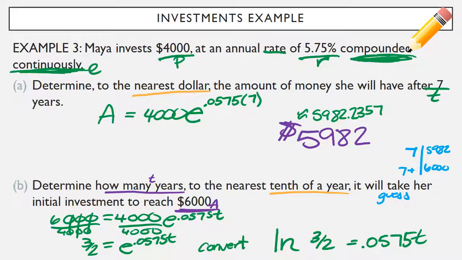That's not my answer though. I still have to divide by 0.0575. Okay, so take all of that and divide by 0.0575. I'm rounding to the nearest tenth of a year, so my time is approximately 7.1 years. Now that makes sense, right? I said 7 and a little bit, so 7.1 makes sense.